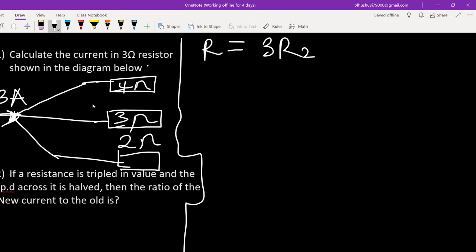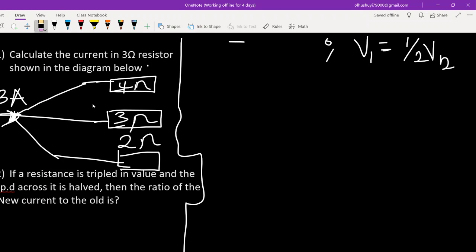So I'll call this R2, I'll call this R1. Then the PD across it is halved. That means V1 is equal to half V2. Or, yes, I can say R2 is equal to 3R1. Okay, let me put it that way so that there won't be confusion.